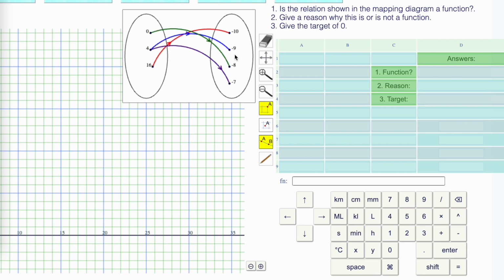This is not a function, no. And the reason, it's one to many. We have this 4 results in a negative 9 and a negative 7. You put in one x, you get two things out. If you put something in the blender and then two things came out of the blender, that would be weird.